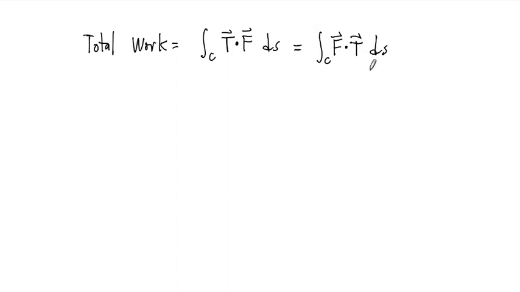The reason that I'm switching the order is because we can simplify this situation even more. Let's remember what T is. We talked about this a minute ago. It's equal to the velocity divided by the speed. So T is equal to r dot divided by the length of r dot. And we also know that ds, this is a tiny change in arc length, is equal to the speed, length of r dot, times dt, a tiny change in time.